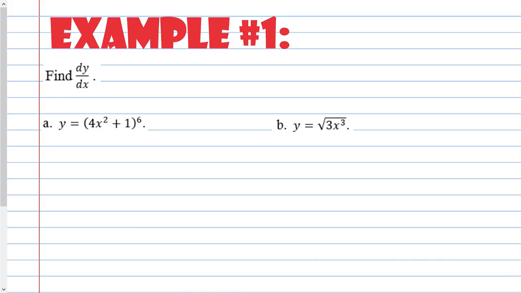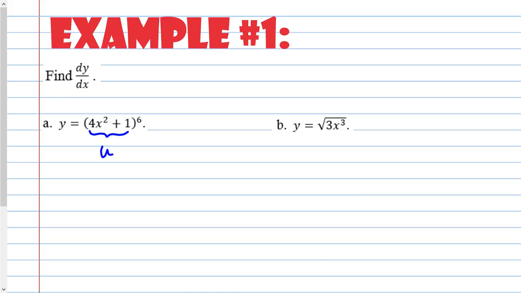So in example 1, here we have two different composite functions. And it's sometimes really easy to tell what part is the inner function because there's parentheses or a square root, such as in these two examples. For a, 4x squared plus 1, see how it's inside the parentheses and it has an exponent? Well, the 4x squared plus 1 is going to be the inside function. And I'm going to name it u.